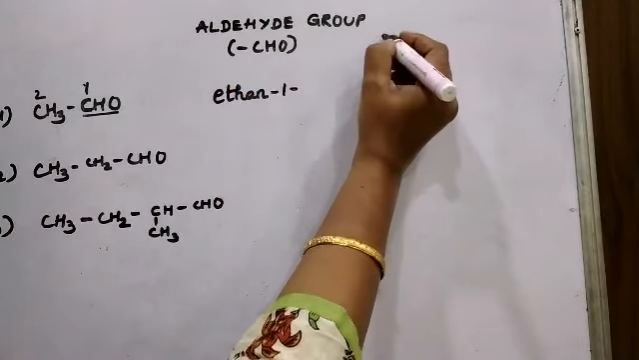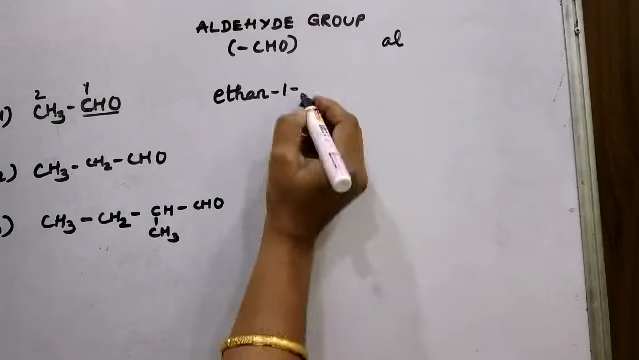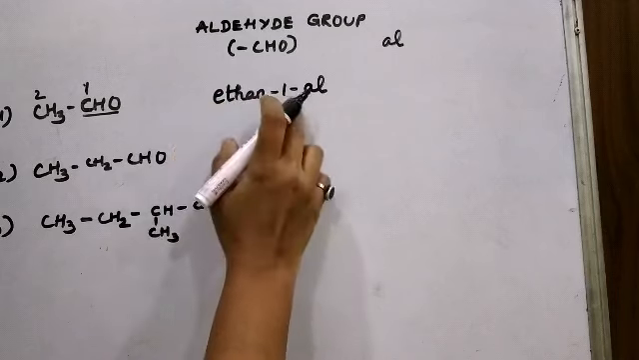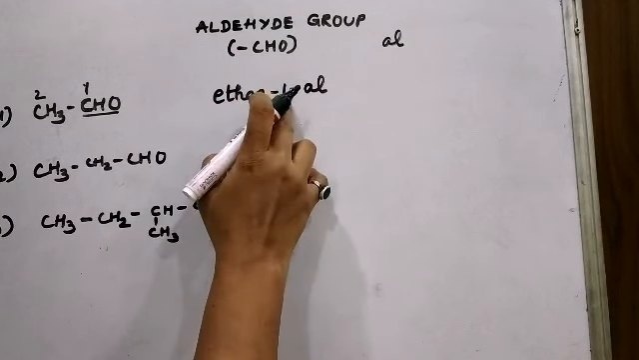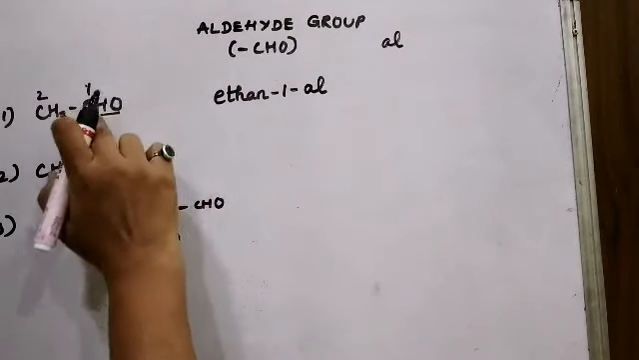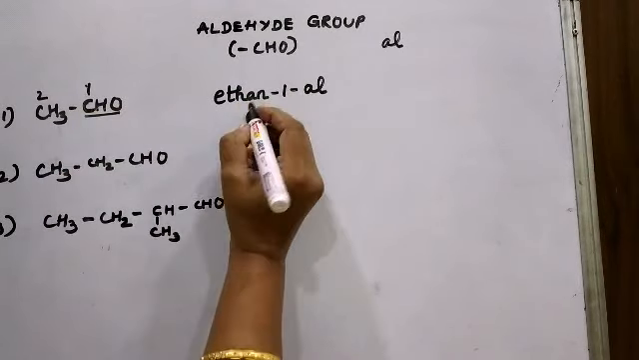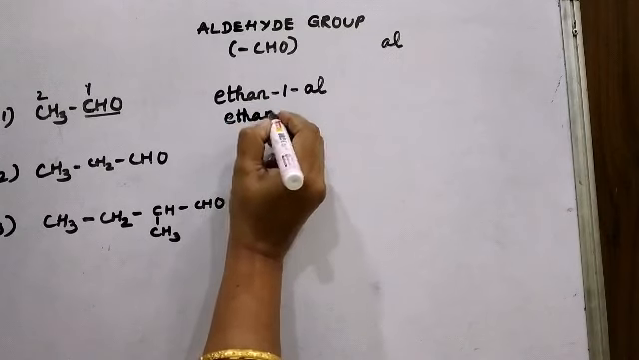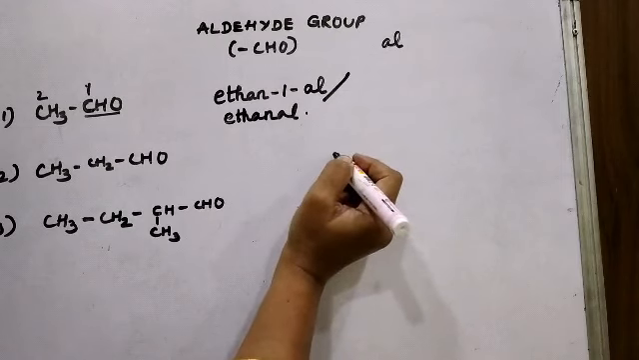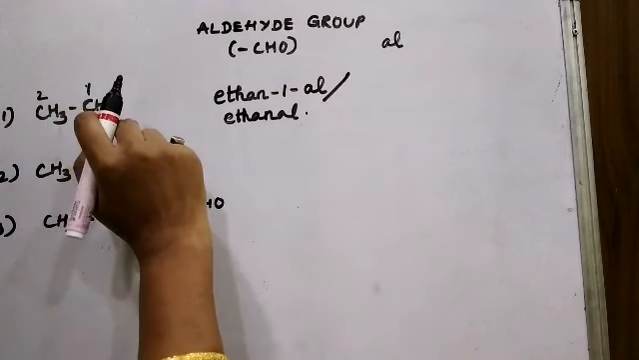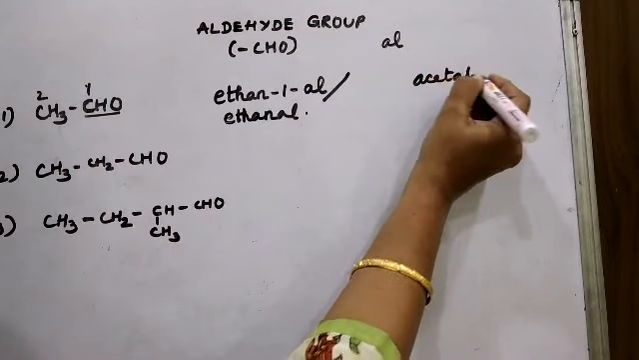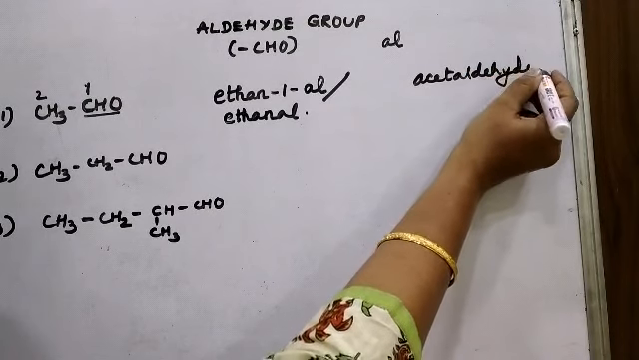For aldehyde, the suffix used is al. Okay. Therefore the suffix will be al. Ethane 1 al. Normally we don't assign position for the functional group if it is on the first position. So ethane 1 al can also be written as ethanal. Ethanal. So ethane 1 al, or you can write it as ethanal. The common name of CH3CHO is acetaldehyde. This is the common name.